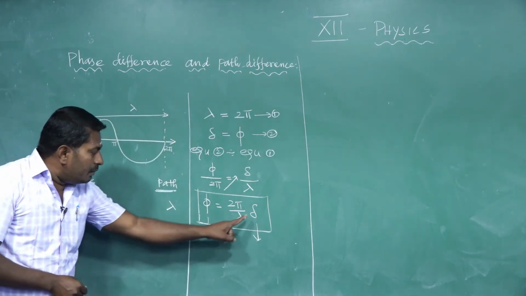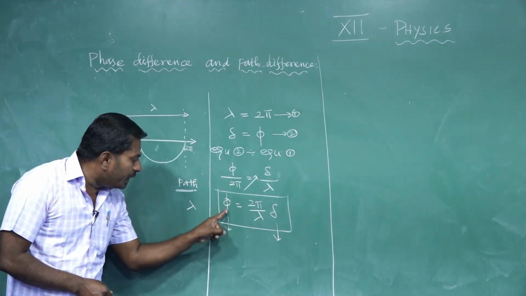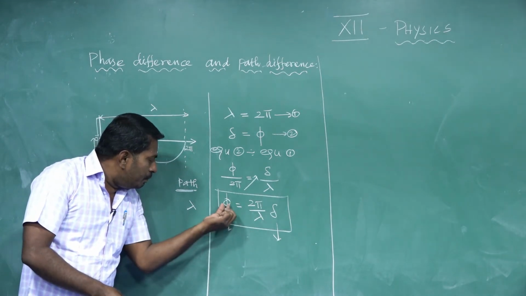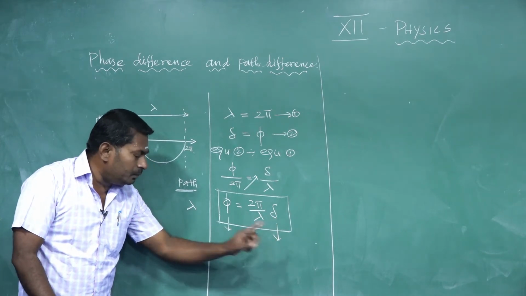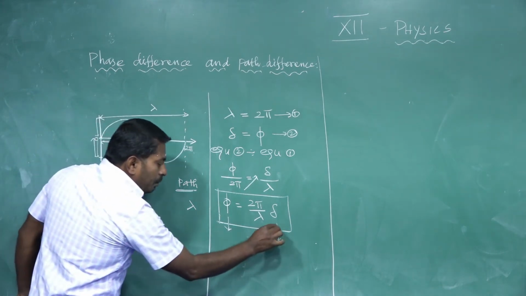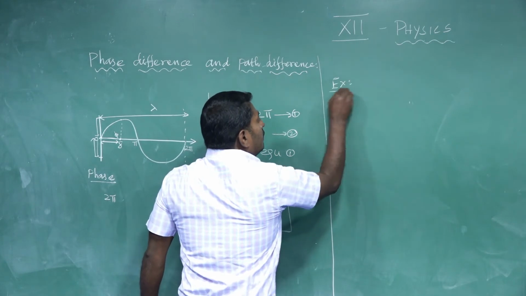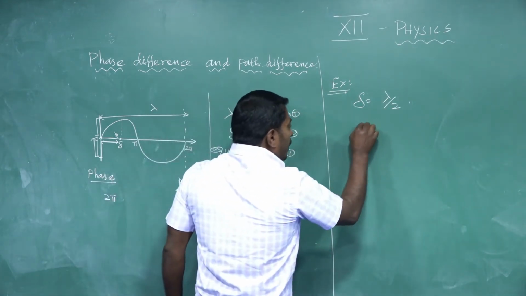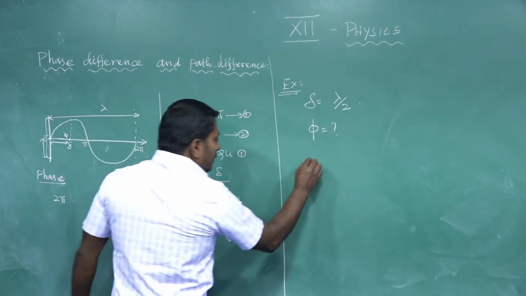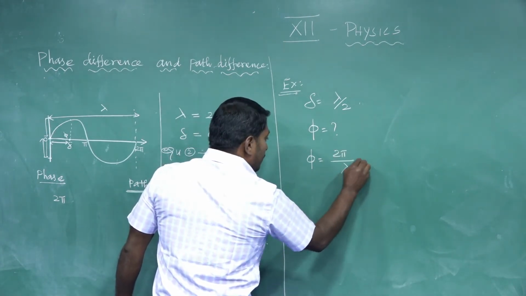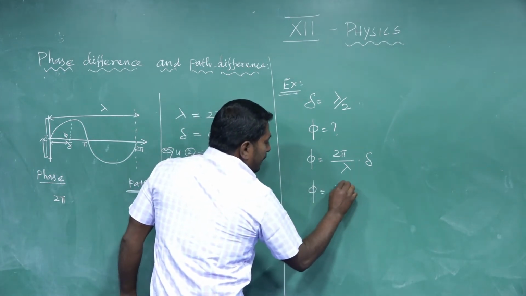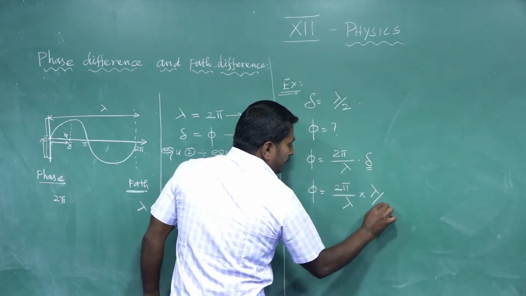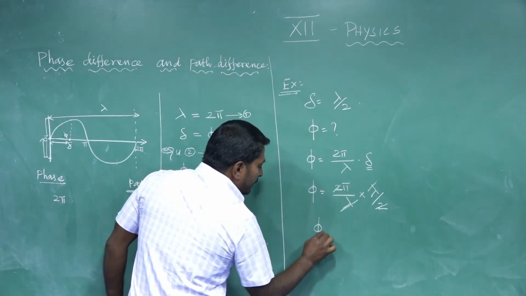We assume a single wave, the path covered by the wave is delta, and the corresponding phase of the wave is phi. Already we know the wavelength of an electromagnetic wave, so we can easily calculate the phase of a wave if we know the path covered by the wave. For example, a simple problem. The path covered by a wave, delta, is equal to lambda divided by 2. What is the phase of the wave at that instant? We can calculate from this equation: phi is equal to 2 pi divided by lambda into delta. The path covered by the wave is lambda divided by 2. So lambda gets cancelled, 2 gets cancelled. The phase of the wave at that instant is pi.